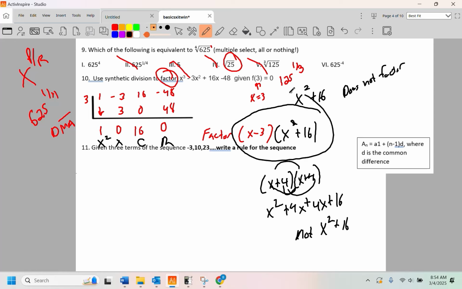So I made a sign mistake because you're supposed to do more with that one, but that's how it factors. It factors as x minus 3 times x squared plus 16. It's too bad I've already made copies.